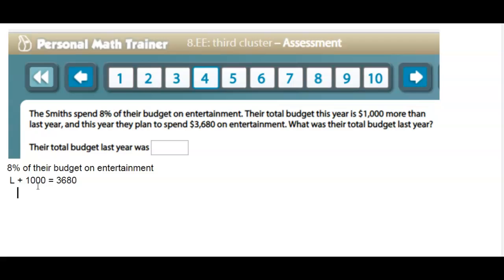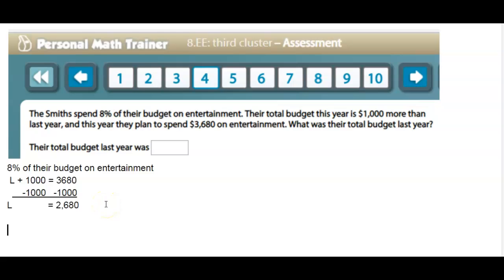Okay, so if I want to find out last year's budget, I do the inverse of adding 1,000, so I subtract 1,000 from both sides of the equation. Remember, I'm subtracting, so I do the long line for subtraction. Now I'm left with last year's budget alone, and 1,000 minus 1,000 is 0, and last year's budget is going to be 2,680.